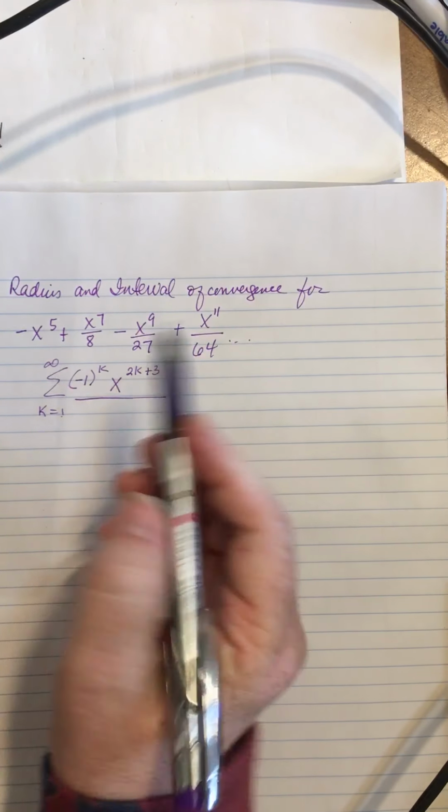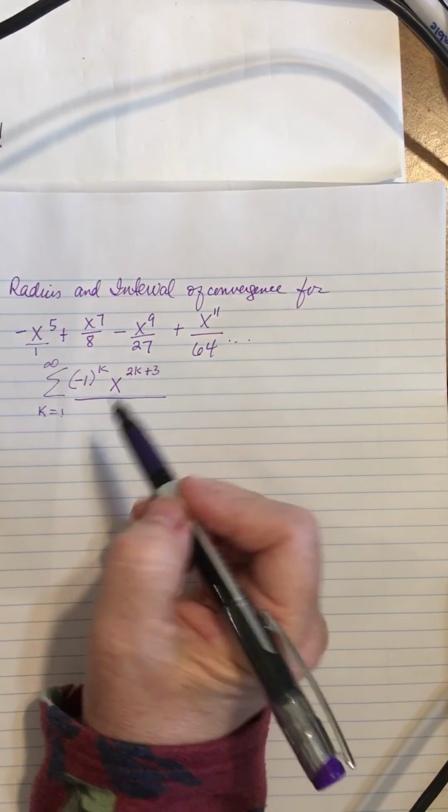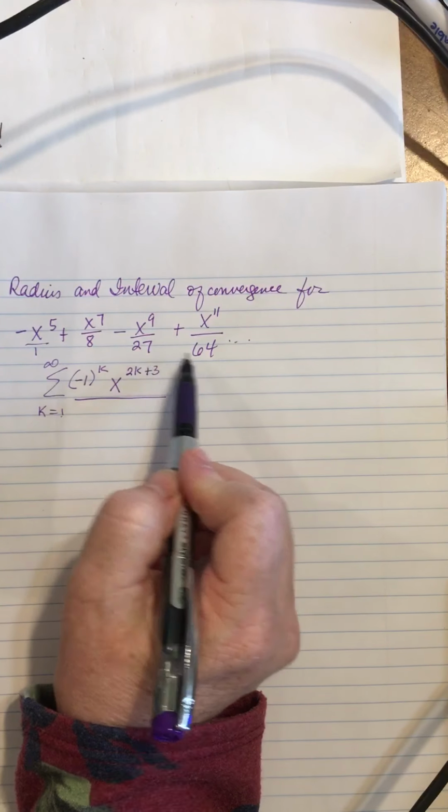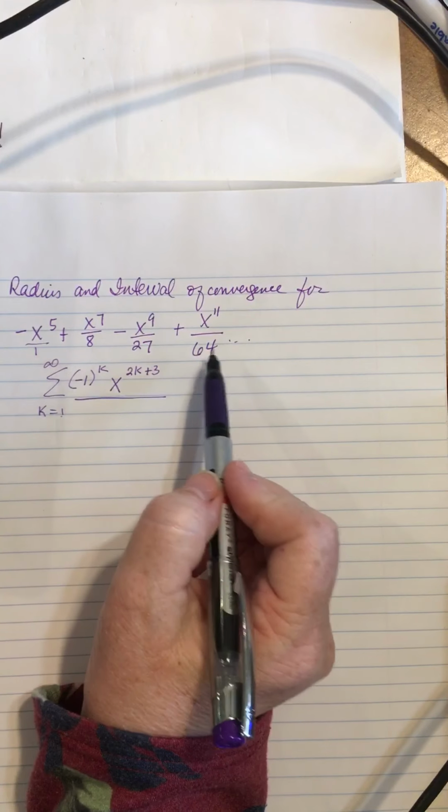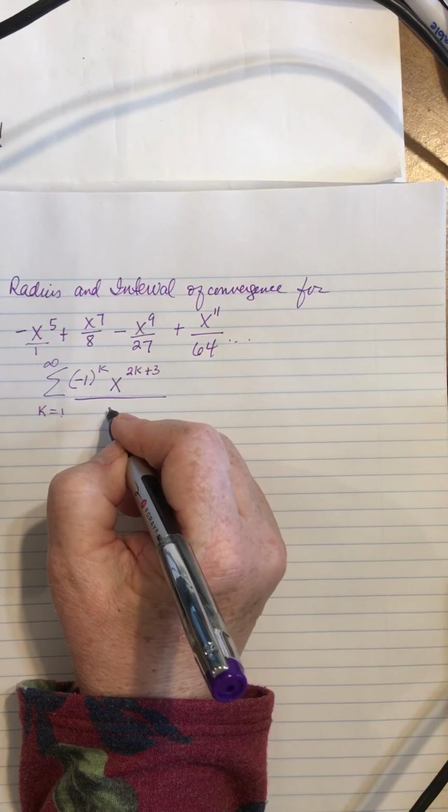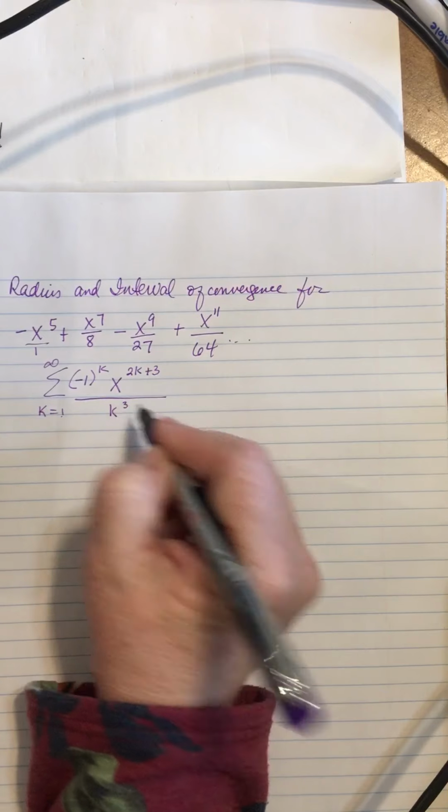What do you notice about the denominators? Well, here it's an understood 1. This is 8, 27, 64, which are all perfect cubes. So this would be k cubed.